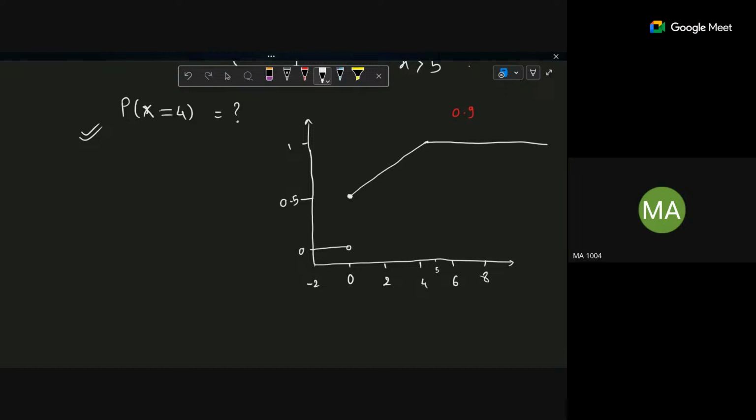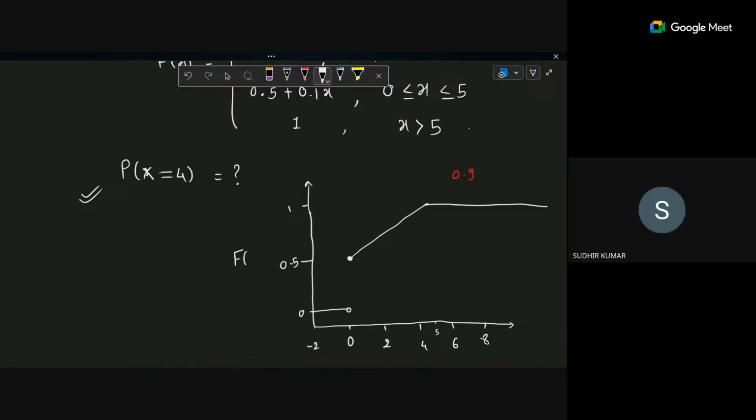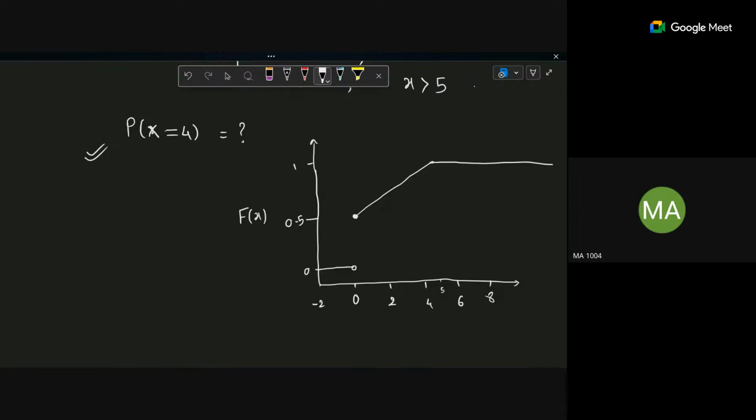Now the question was, find probability at x is equal to 4. That means at this point, what is the probability at x is equal to 4? 0. Yeah, it's 0, not 0.9. Fine. You got it. Why is it not 0.9? Because it's continuous after 0, right? A similar question we were dealing with, that 0.68, 0.88 kind of things, right?